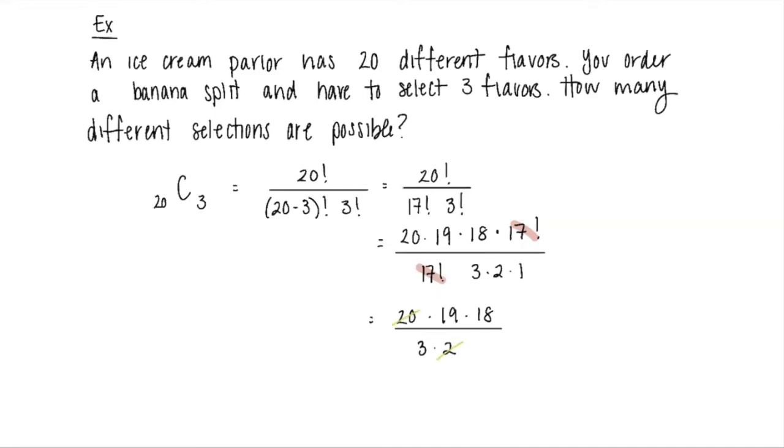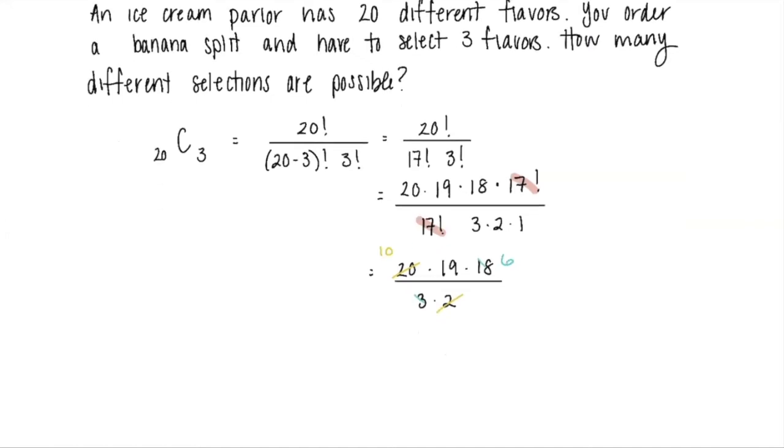So 2 goes into 20 10 times. 3 goes into 18 6 times. So this leaves us with 10 times 19 times 6, or in total, 1,140 ways to make this banana split. Okay.